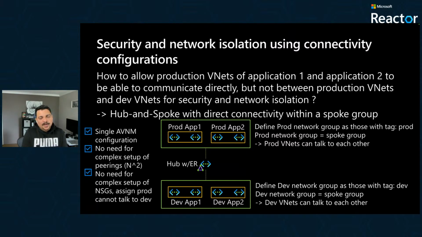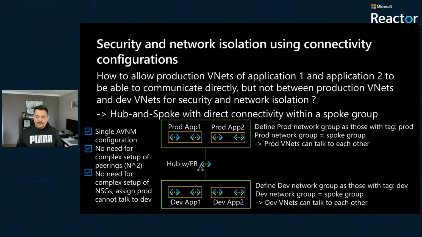And with AVNM, it is much simpler. So we can actually use something called tags. And with the help of tags, we can actually create the network group. And then based on the network group, we can have different configurations applied to them.